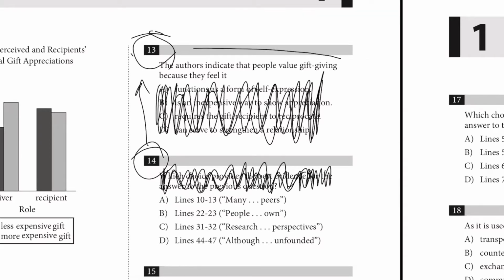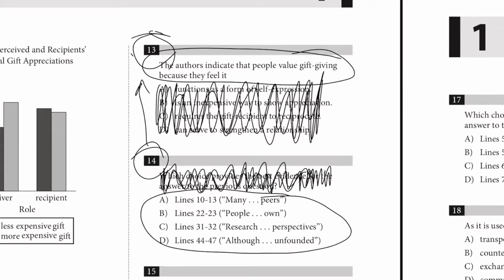I take the question from question 13, and then I use the answer choices from question 14 to address question 13. So really what it's asking is that the author indicates that people value gift giving because they feel what? And now all you need to do is find the quote that talks about how gift givers feel about gift giving. That's all you have to do now, because now you made it so easy on yourself.